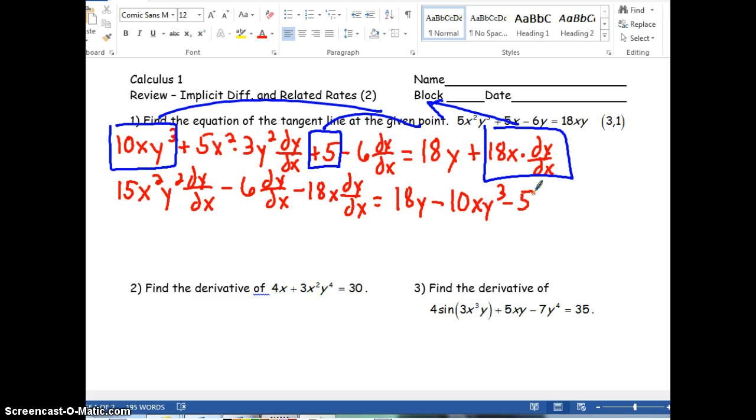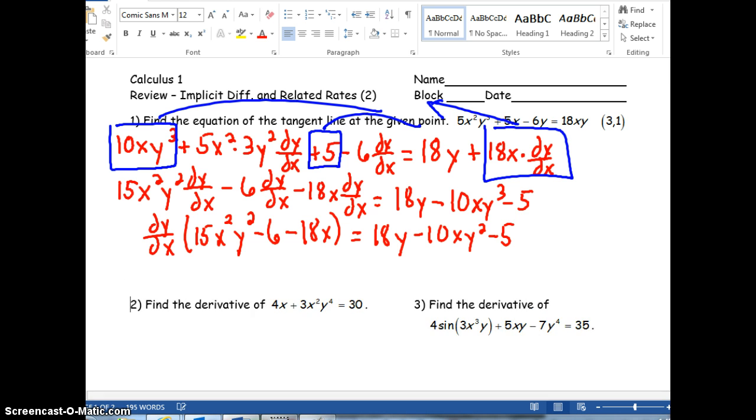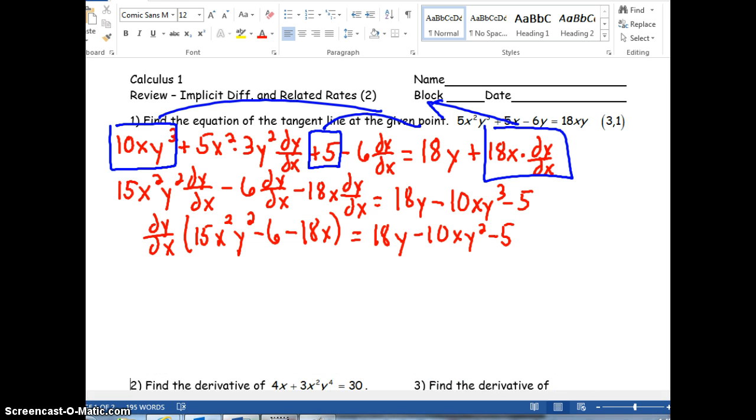I take out a dy dx on the left side. Or I'm sorry, it's not equal to, we have to have that times by, so you factor out a dy dx, and we are left with now a 15x squared y squared minus 6 minus 18x. That's equal to, right side stays the same, 18y minus 10xy squared minus 5. All right, so I'm going to give myself some more room here again. So we're a long problem here for number 1.